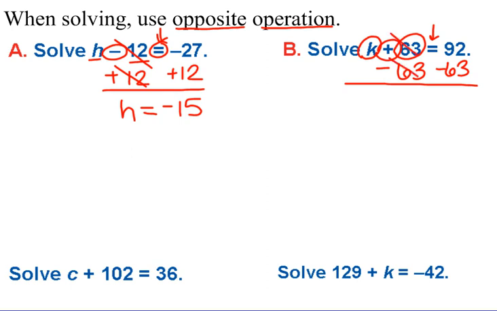The positive 63 and negative 63 cancel. You bring down your k, and 92 minus 63 is 29.